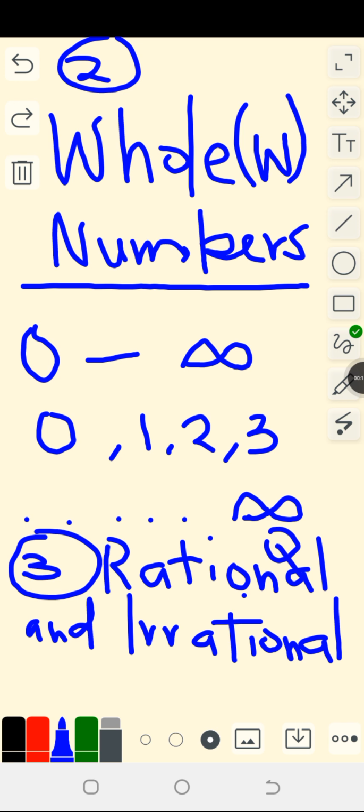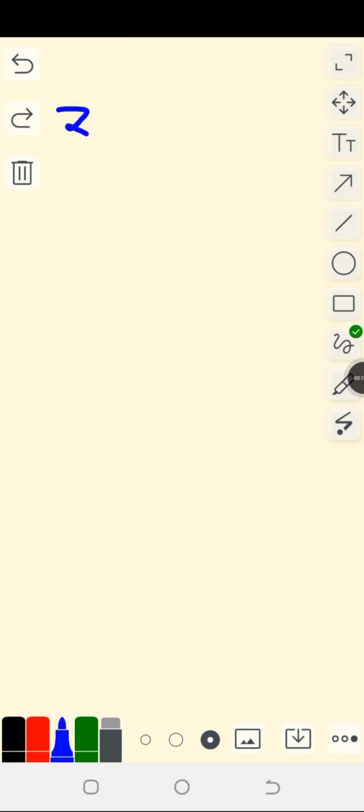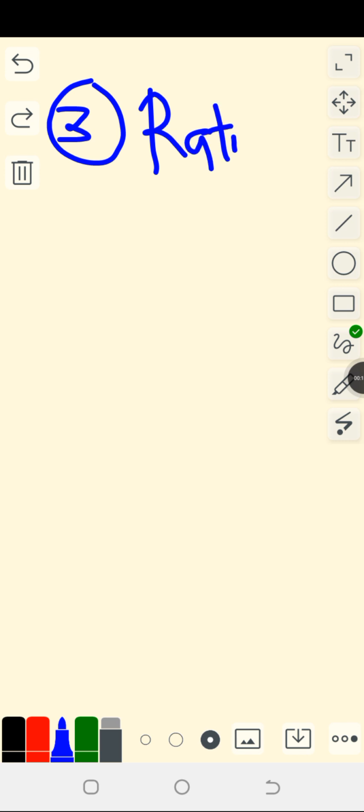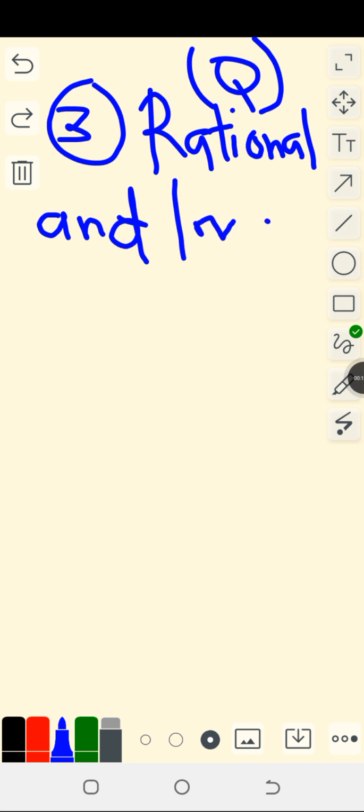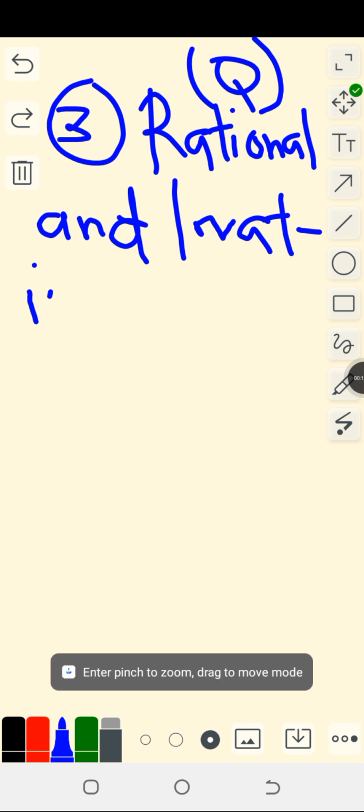Let me go to a new page. So we have what we call the rational numbers, represented using Q as a symbolic representation, and irrational numbers. So irrational numbers are represented using a symbol as well.